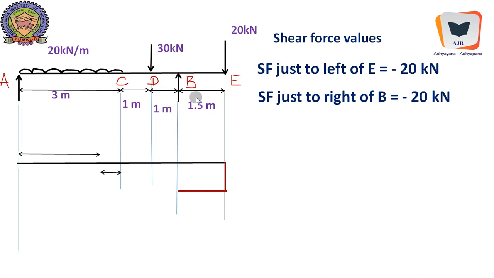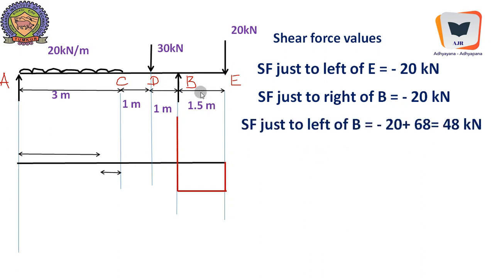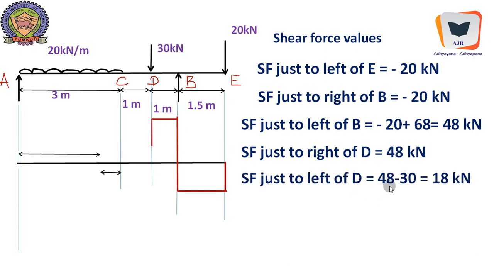Now, SF just to the right of B till B, the same thing will continue. It is minus 20. And when we take a section just to the left of B, the reaction is included. Just to the left of B, it is minus 20 plus 68, 68 was the reaction over here. It will get us 48 kilonewton. That is also plotted, and it will continue up to just to the right of D. And when we say just to the left of D, 30 will be negated, and it becomes 48 minus 30, 18 kilonewtons. Therefore, we can notice a drop, and this height is 18 kilonewton.